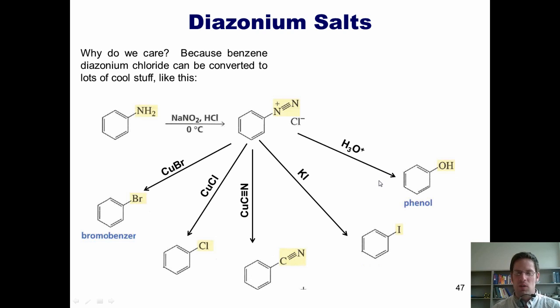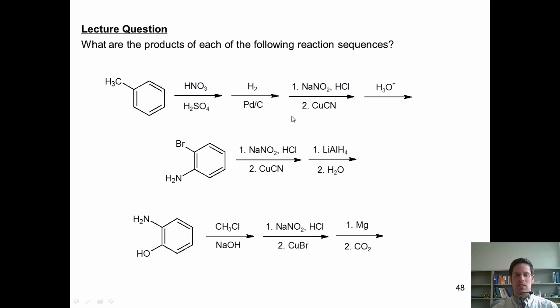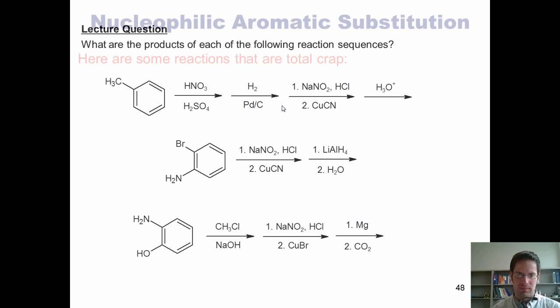Here are some other things we can do with diazonium salt. HBF4 converts it to a fluorine, and H3PO2 replaces it with a hydrogen. This would be, of course, the most useless synthetic route to benzene itself. Nevertheless, it does show you some cool things that you can do with these diazonium salts. So here are some synthesis questions, much like those you will likely encounter on standardized exams that all involve diazonium salts. What are the products of the following reactions?